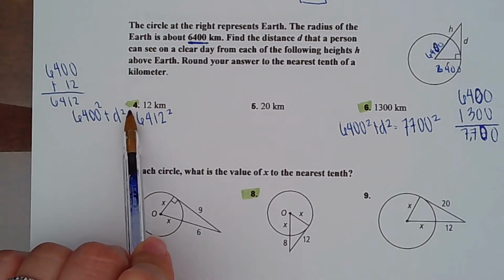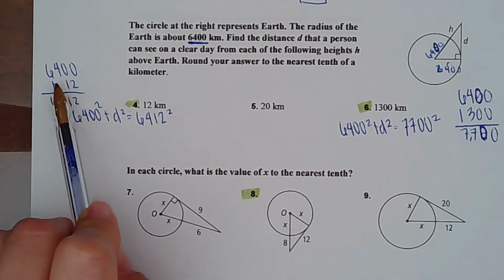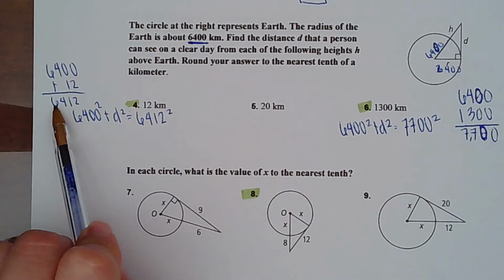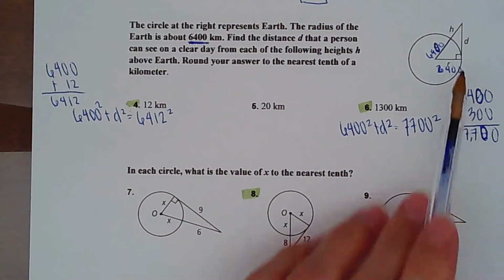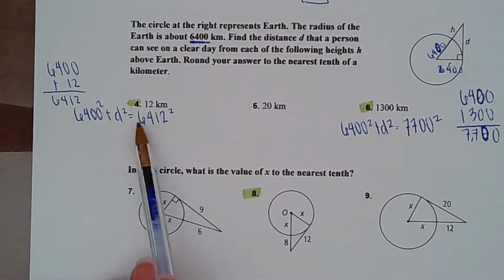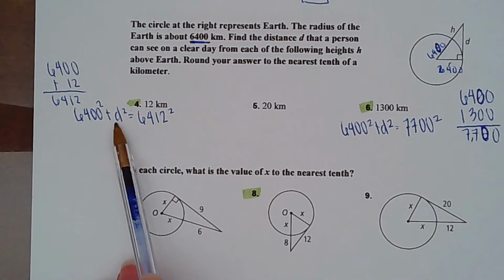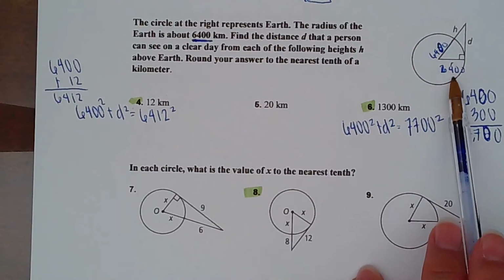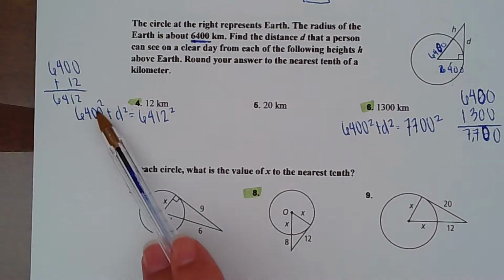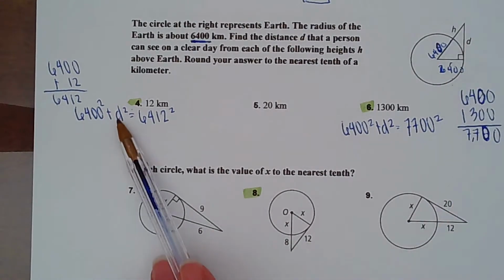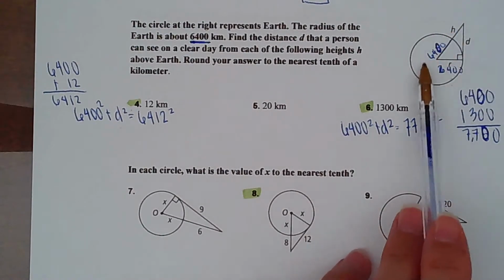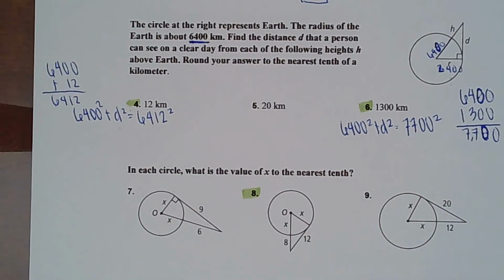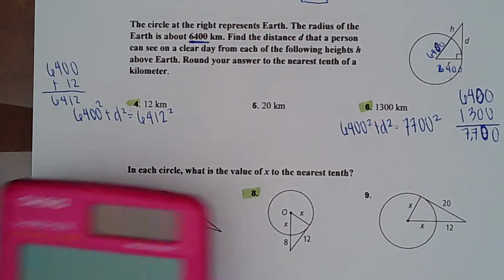So for my number 4, the height is 12. I add those together and I get 6,412. And I'm going to set up the Pythagorean theorem. Remember that the two legs go on the left side, they're the ones that are squared and added together. So I'm taking 6,400 squared, adding it to D squared, and setting it equal to 6,412 squared, which would be my hypotenuse.